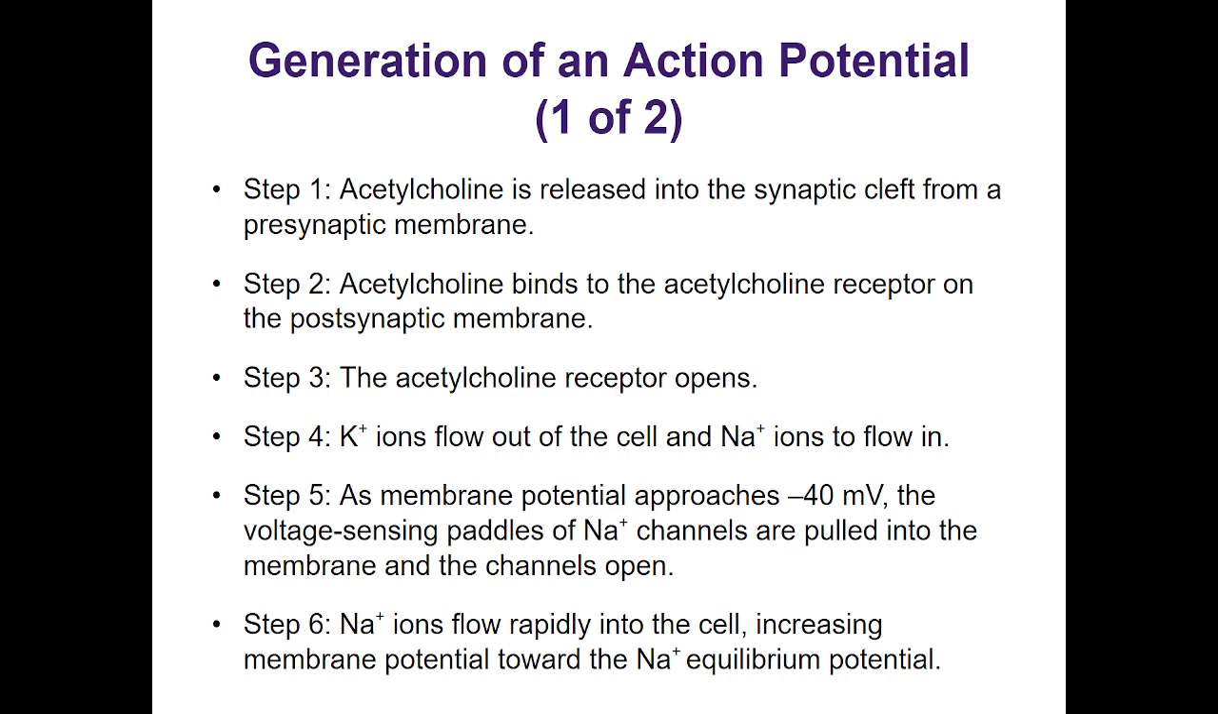Okay, so let's talk about generation of an action potential. So step 1, acetylcholine is going to be released into the synaptic cleft from a presynaptic membrane. Step 2, acetylcholine will bind to the acetylcholine receptor on the postsynaptic membrane. Step 3, the acetylcholine receptor will open. Step 4, our potassium ions are going to flow out of the cell and sodium ions will flow in. Step 5, as the membrane potential approaches negative 40 millivolts, the voltage sensing paddles of the sodium channels are going to be pulled into the membrane and the channels will open.